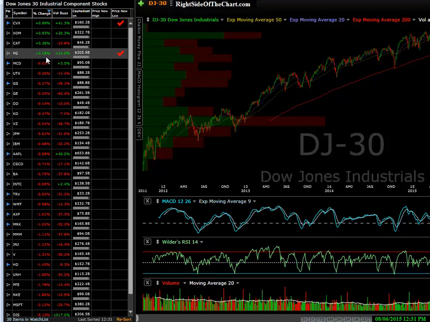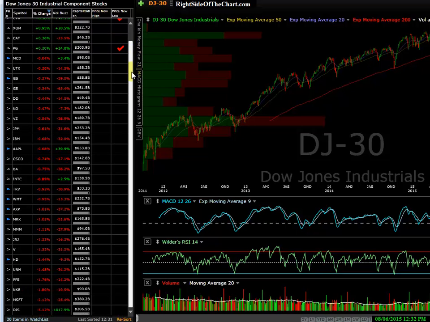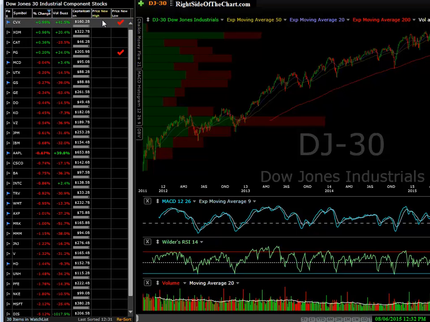You can see there's only 4 stocks trading positive today in the Dow 30, and that gives the other 26 stocks in the negative. Another column I have over here shows prices making new 52-week highs and 52-week lows. So within the Dow 30, we don't have any stocks making a new 52-week high, and two stocks, Chevron and Procter & Gamble, are making new 52-week lows.